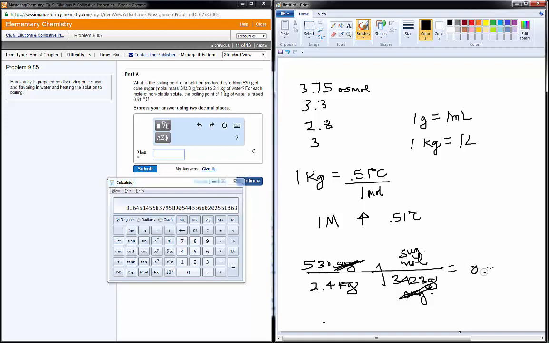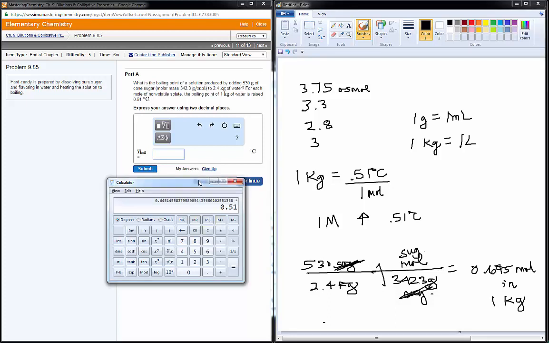That's 0.645 moles of sugar in every 1 kilogram, or in other words, a 0.645 molar solution. So that's how much we've got in 1 kilogram. Multiply that value by 0.51 degrees Celsius, and we see that the temperature at which the water boils will increase by 0.329 degrees Celsius.